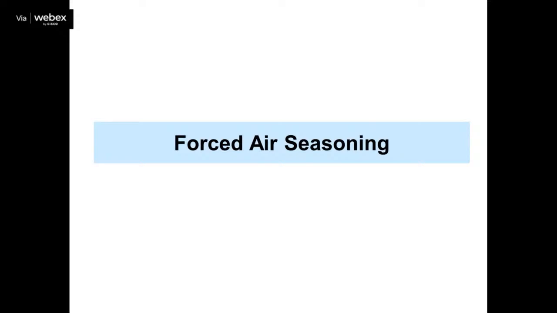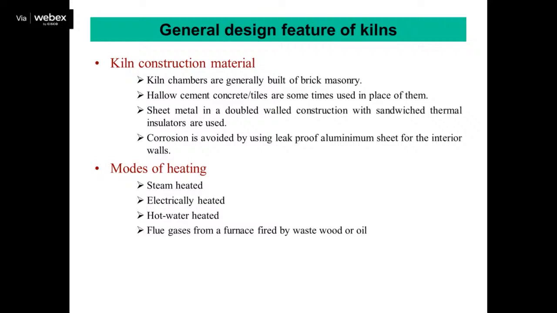But this can be enhanced if we do a forced air drying. Forced air drying is nothing but, before the stack, if we are keeping a fan, then we can artificially provide a fast movement of air through the stacks. If we are keeping a heater before the fan, then we can also increase the temperature of the air circulated through the stack. That can also enhance drying. So forced air drying is one method, and air drying and forced air drying in combination with kiln drying is basically used in most of the industries.